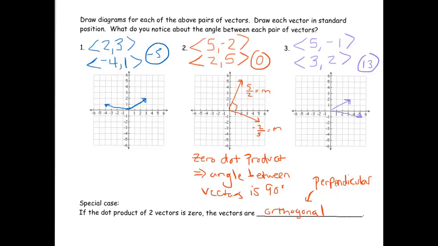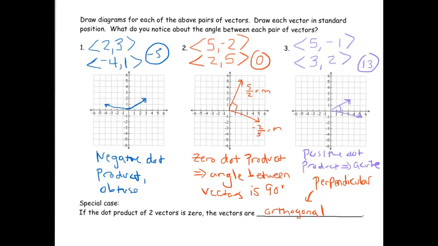The dot product to the right here was 13, which is a positive number. So a positive dot product implies that there's an acute angle, right? The angle between them was acute. And surely enough, when the dot product is negative, the angle between them is obtuse.